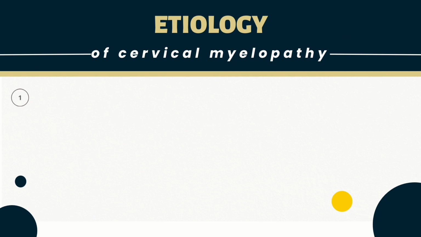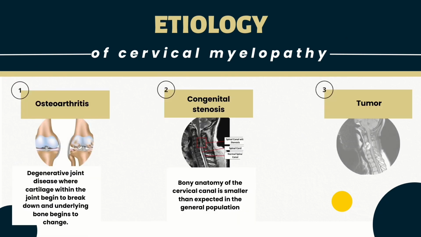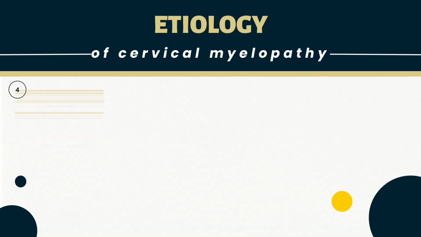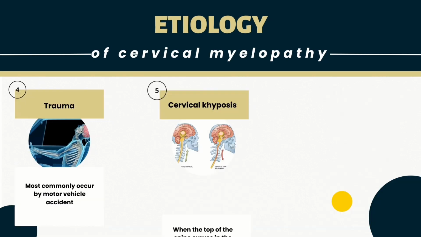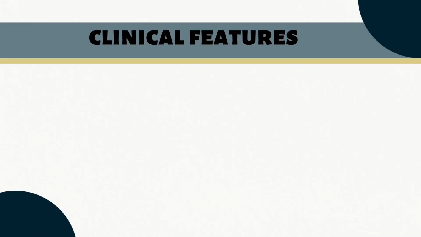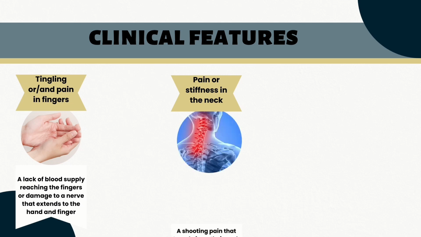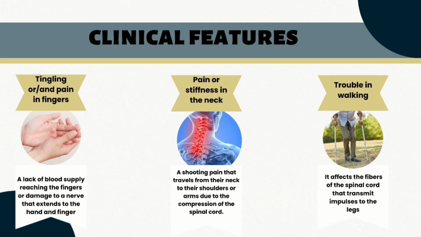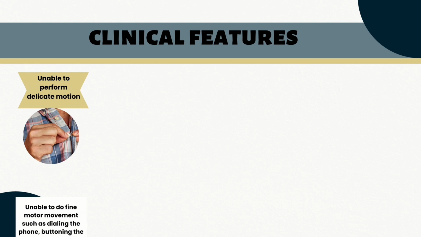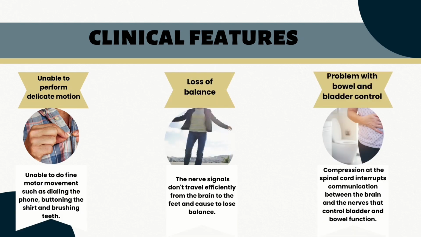The etiology of cervical myelopathy. It can be caused by osteoarthritis, congenital stenosis, tumor, trauma, cervical kyphosis, and OPLL, which is ossification of the posterior longitudinal ligament, an idiopathic cervical spine anomaly. Clinical features of cervical myelopathy: tingling or pain in fingers, pain or stiffness in the neck, trouble walking, unable to perform delicate motion, loss of balance, and problems with bowel and bladder control.